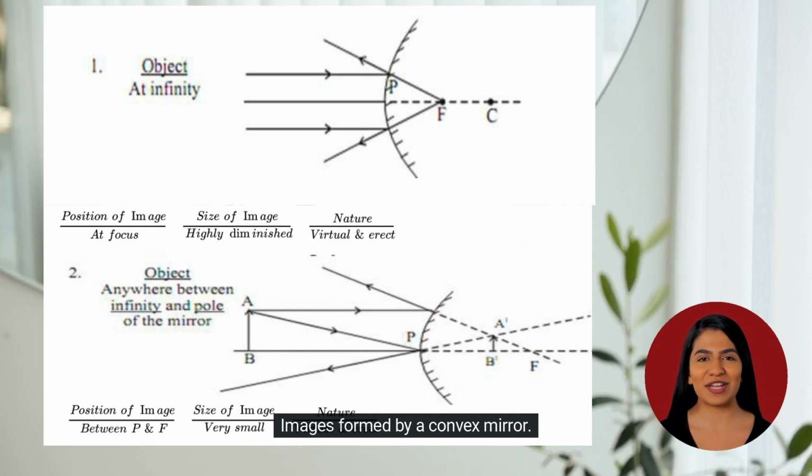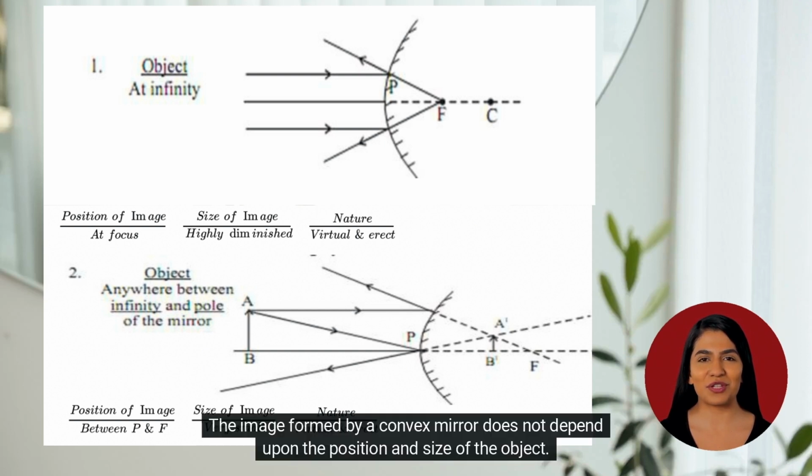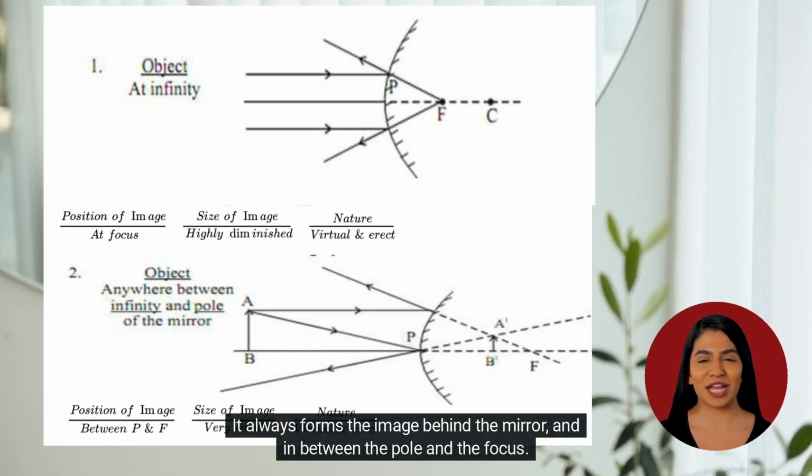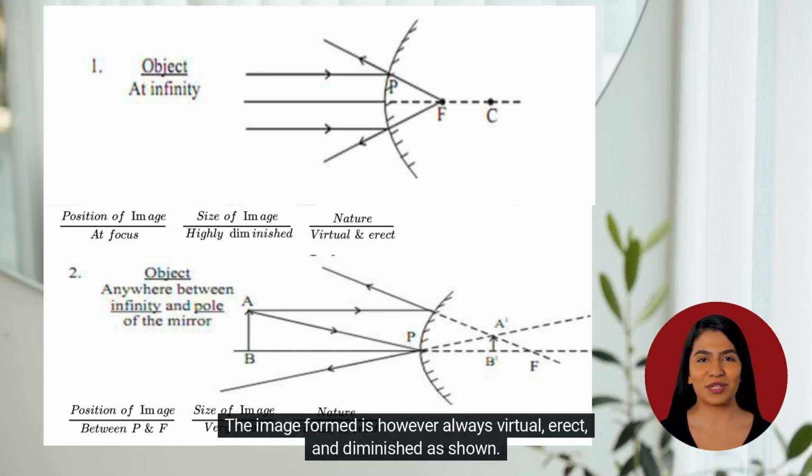Images formed by a convex mirror. The image formed by a convex mirror does not depend upon the position and size of the object. It always forms the image behind the mirror and in between the pole and the focus. The image formed is, however, always virtual, erect, and diminished as shown.